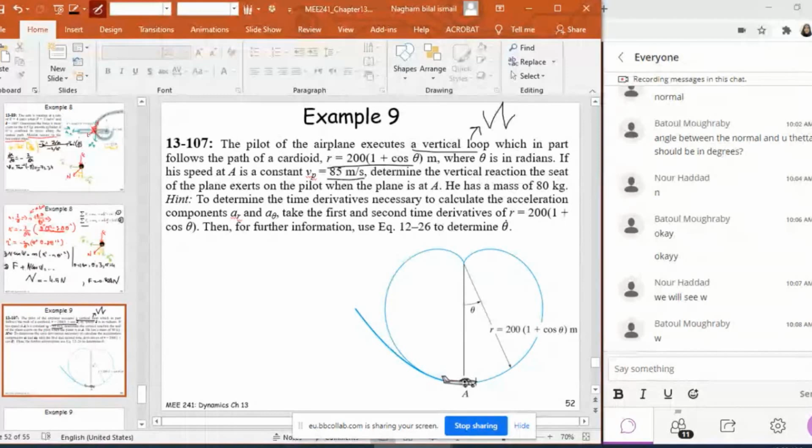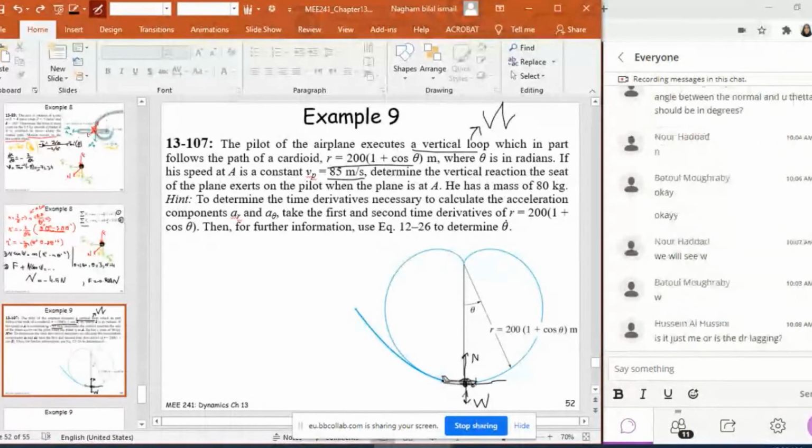Now, if this is my free body diagram, if this is, let's say, the passenger or the pilot, all right, what are the forces exerted on this pilot? I have the weight, of course. So there is a weight and there is a normal force. And this normal here, in this case, will be opposite to the weight, or it will be in the vertical direction, since at this angle here, the tangent, guys, is horizontal. All right?